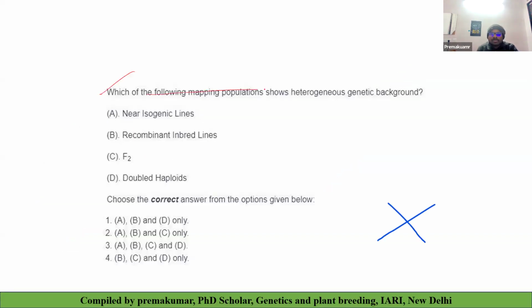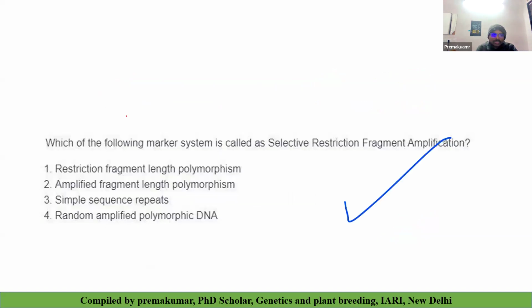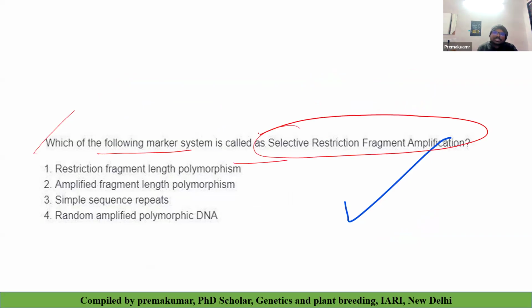Then, which of the following mapping populations show heterogeneous genetic background? Discussed already, except NILs, all are having heterogeneous background. Then, which of the following marker systems is called selective restriction fragment amplification? You should tell this answer: AFLP. Yeah, we discussed in detail how we are using selective nucleotides.